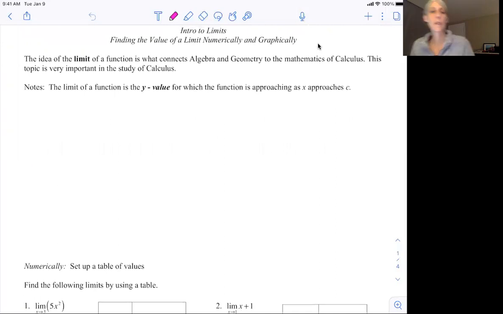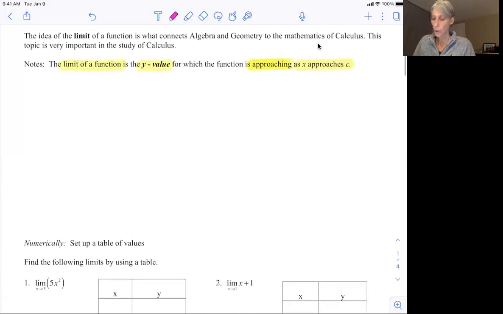Some basic notes. The limit of a function is the y value which the function is approaching as x approaches some c. So in our notation, when we're evaluating a limit problem, it will look like this: the limit as x approaches c of some function f of x is equal to some number L. Remember, this is just a y value. It's just going to be a number.